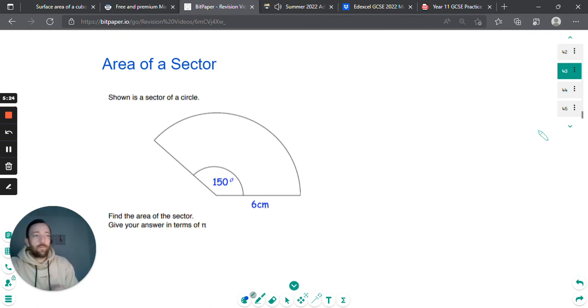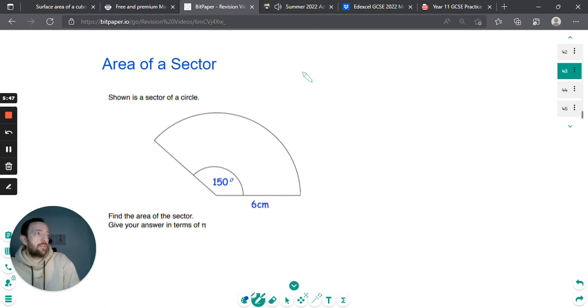Okay, for the next video, area of a sector. A sector is a piece of a circle. It's not a full circle, we've just got a part of it. In this case, we've got 150 degrees of it. There's no difference in the way that we work out the area of a sector as opposed to the area of a circle.